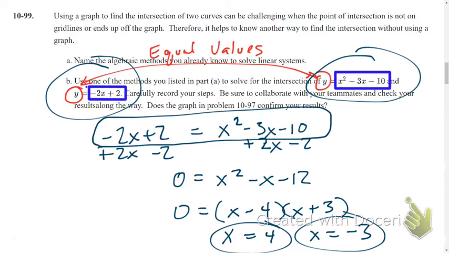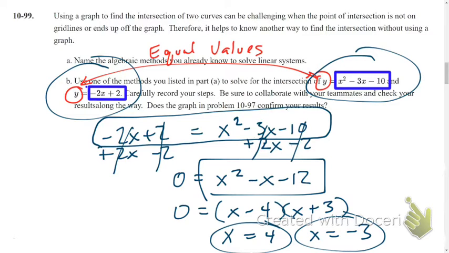This is the setup right there. Negative 2x plus 2 equals x squared minus 3x minus 10. So you're going to bring everything to the side where the x squared term is, because that's the only term you can't really get rid of. So we subtract 2x on both sides, and then we subtract 2 on both sides, right? And my new trinomial is going to be x squared minus x minus 12, and that is easily factorable into an x minus 4 times an x plus 3.